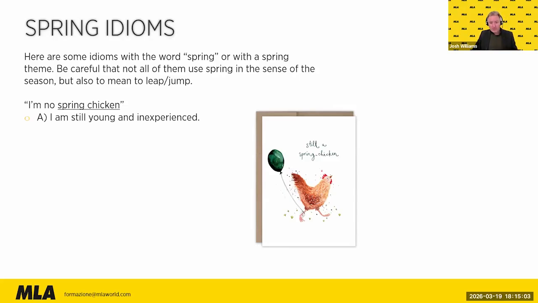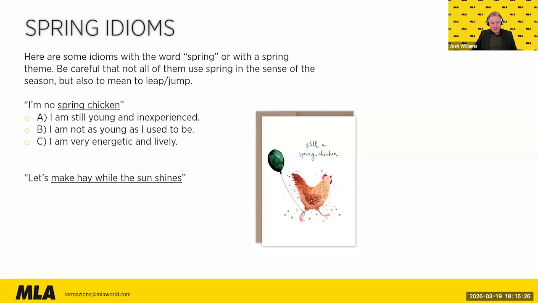you can play this game where students have to guess the definition. So we have 3 definitions there, and let us know in the chat, A, B, or C, which one you think is correct. So A, does it mean I am still young and experienced? Or B, I'm not as young as I used to be? Or C, I am very energetic and lively? Let us know in the chat there. I'll go on to the next one.